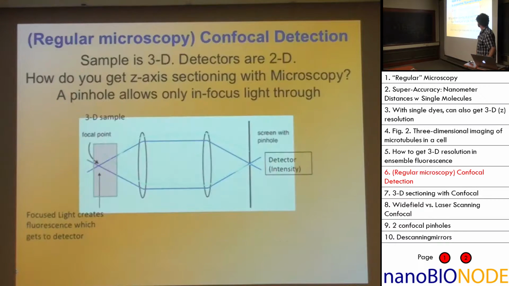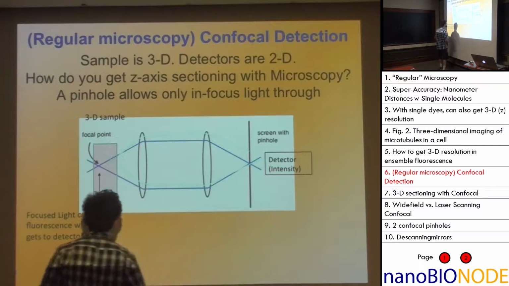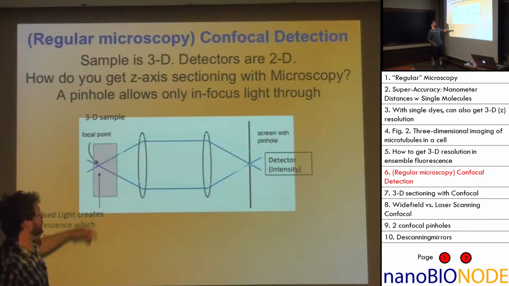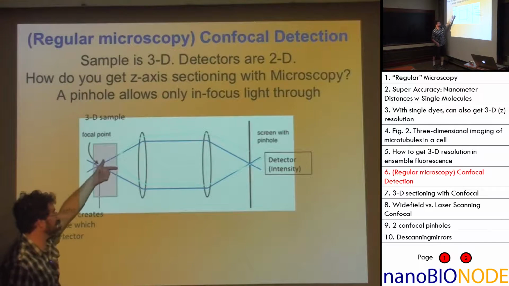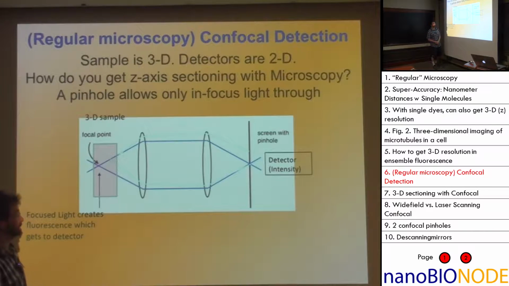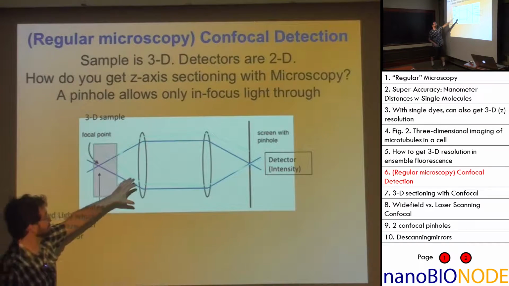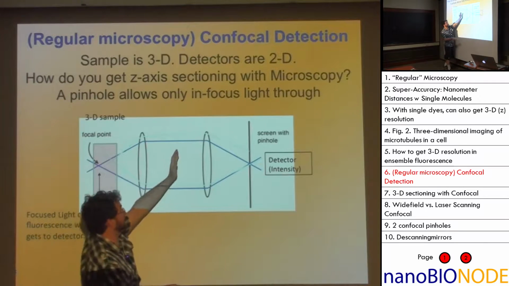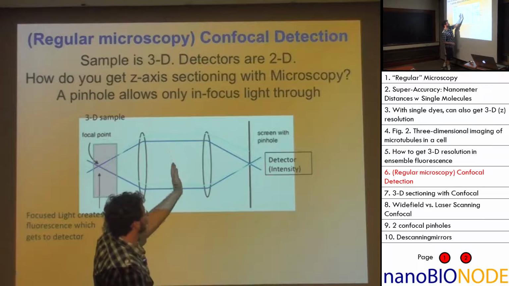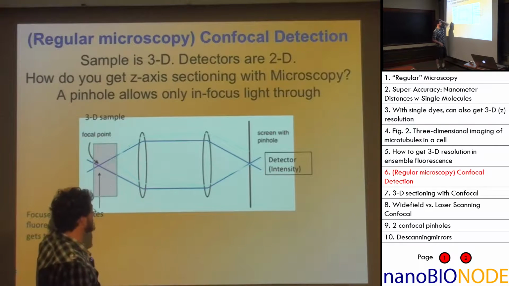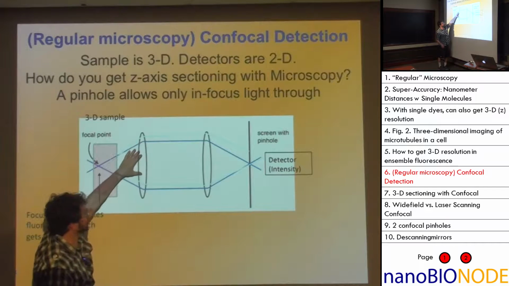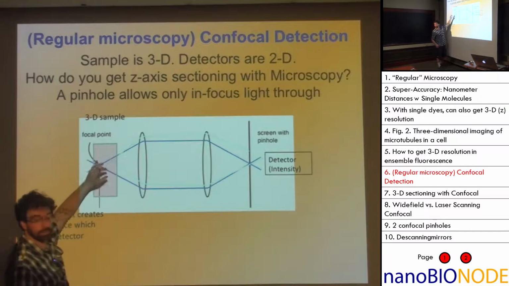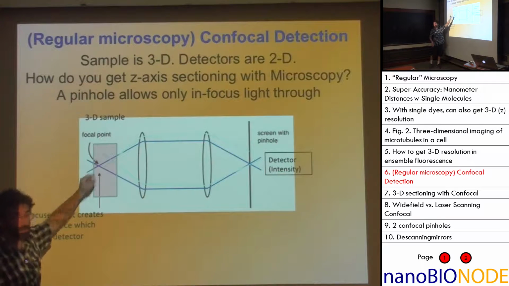Okay. The way you do it is with confocal microscopy. And this is the basic idea. This is your sample over here. It has X, Y, and along here it has some Z dimension. And let's say you have the light that's coming in, and it goes through this lens. It gets focused down to a diffraction limited spot.